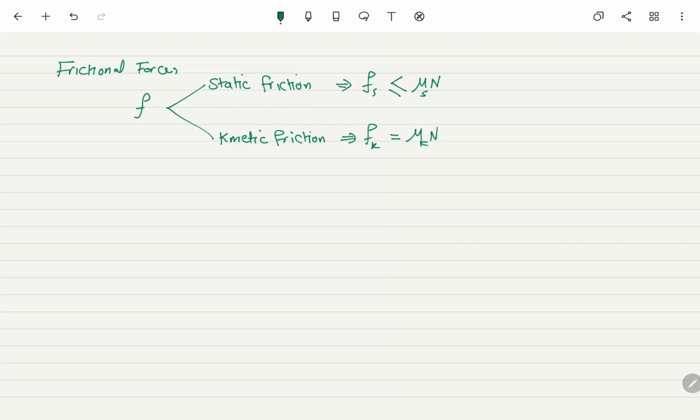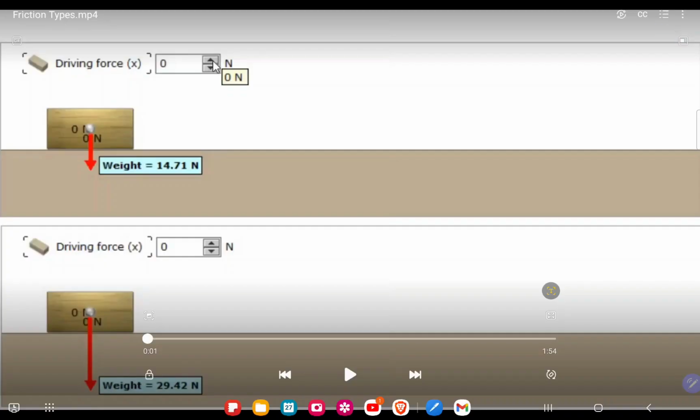Now let's start with static friction, Fs. Static friction exists as long as the object is not moving, until we feel that the object is about to move, then the static friction is converted into kinetic friction. Let's have this model. In this model, as we can see here, an object with weight 14.7 Newton, and the driving force is 0, which means the object is not moving at all.